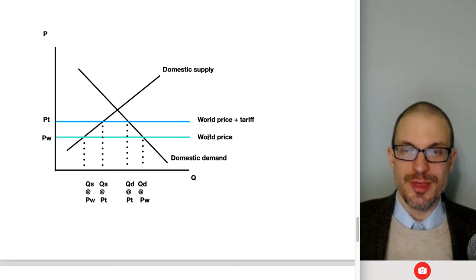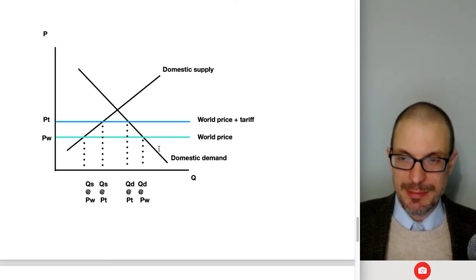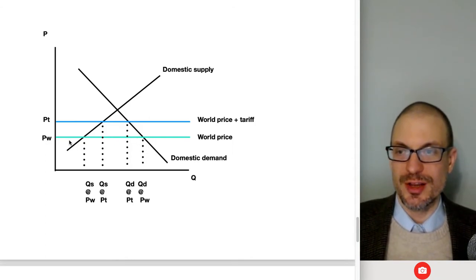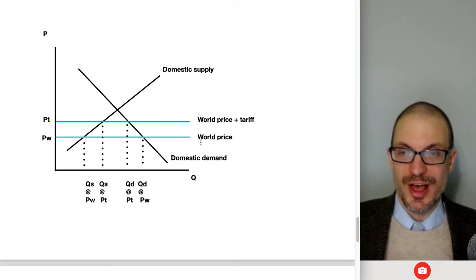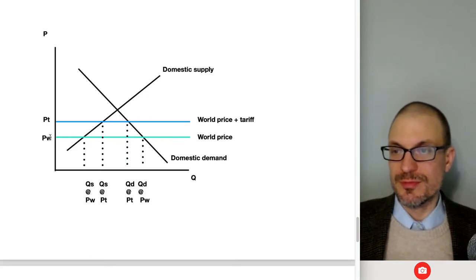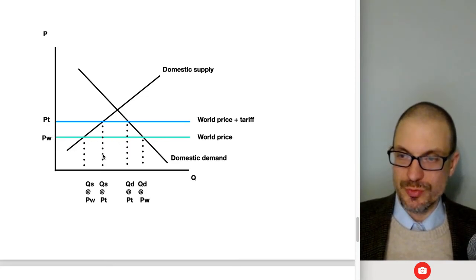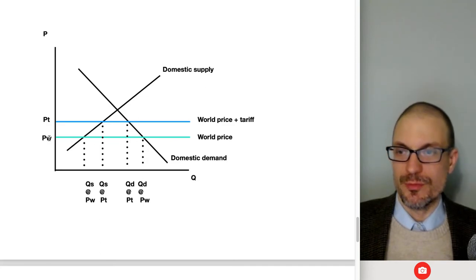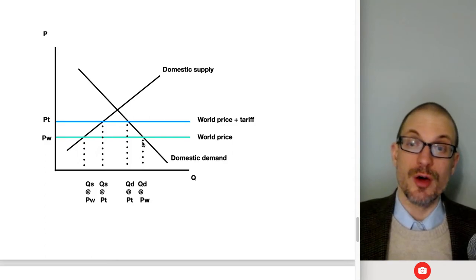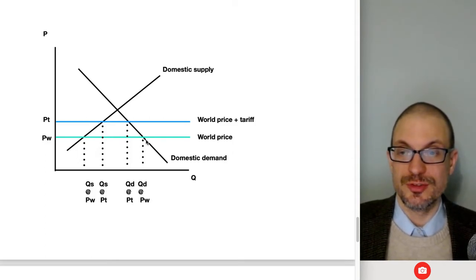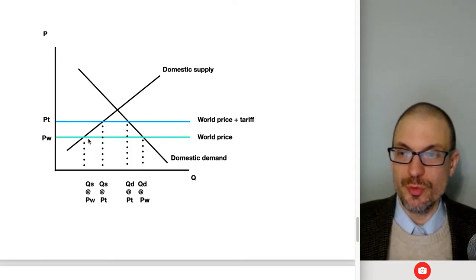And we're assuming that the world is going to be able to supply whatever is in this market, and so we'll draw essentially the world supply curve as horizontal at the world price. So meaning that at this price, we'll be able to obtain an amount equal to the quantity demanded at that world price without also changing the world price. Anyway, so here's the world price. Here's the world price plus the tariff.